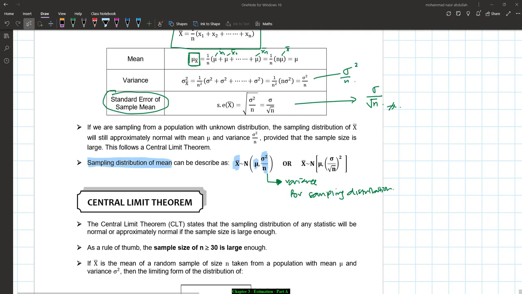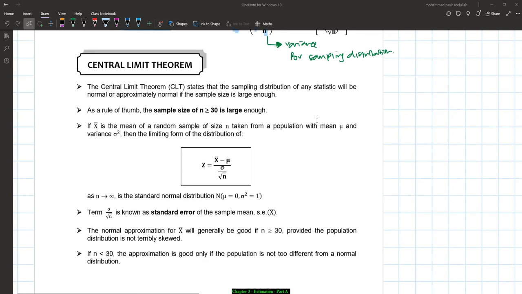This is just an introduction for estimation. So far, we already know the point estimate and point estimator, and the concept of sampling distribution, how to calculate the mean of the sample and the population, and then we want to generalize to the whole population. So let's look at another topic, still under introduction of estimation. Earlier we looked at point estimator and point estimate. Now we're looking into the central limit theorem. The central limit theorem states that the sampling distribution of any statistic will be normal or approximately normal if the sample size is large enough. You need to highlight this one.